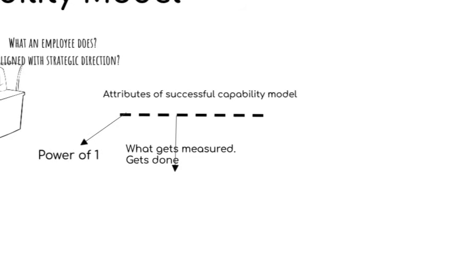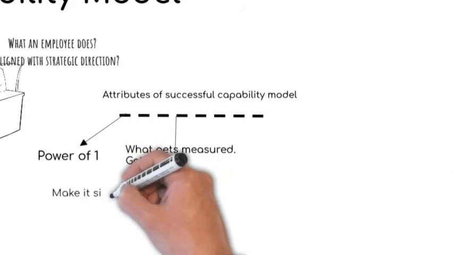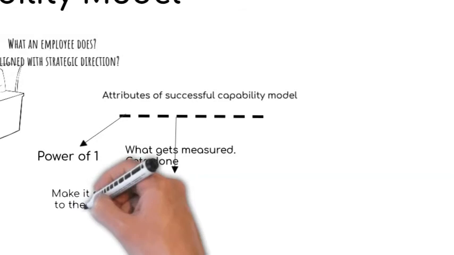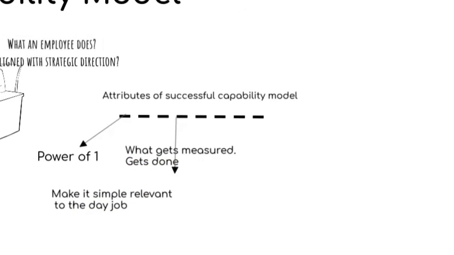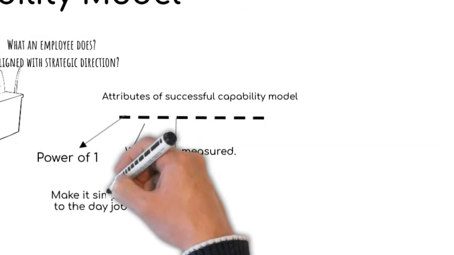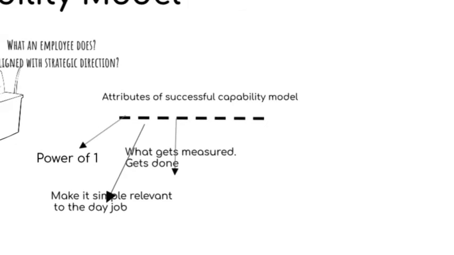Number 3, make it simple and relevant to the job. We don't want to have complicated documents and complex diagrams and spend hours and hours to produce them without having a real tangible impact on the customers. We rather want to have simple routines which can be understood and implemented at scale within the organization and can deliver immediate benefit to the customer.